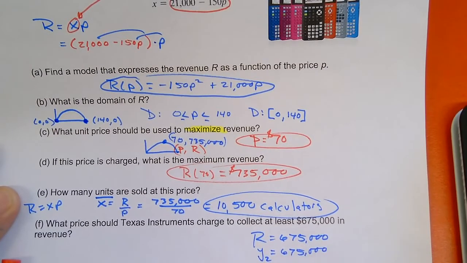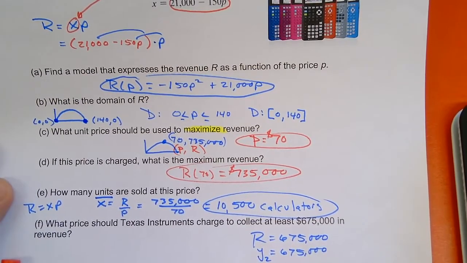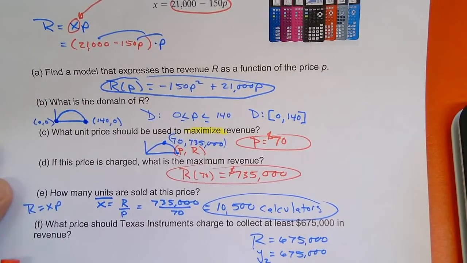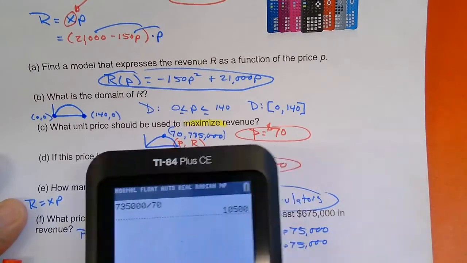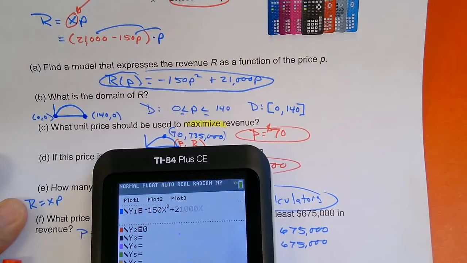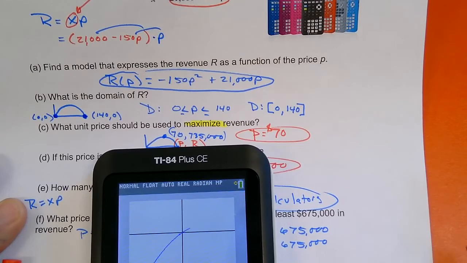And this is really a great question for tomorrow. We want to know where that graph is above 675,000. Okay, so what's the price? What's P? Question mark. Well, let's find out. Let's use our calculator. So instead of Y2 is 0, I'm going to make Y2 $675,000. I'm going to go ahead and graph that.